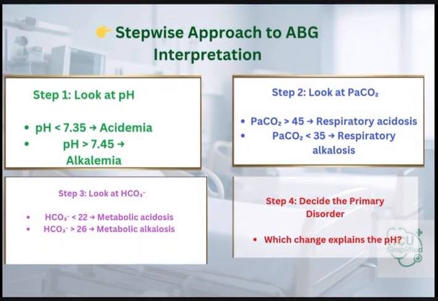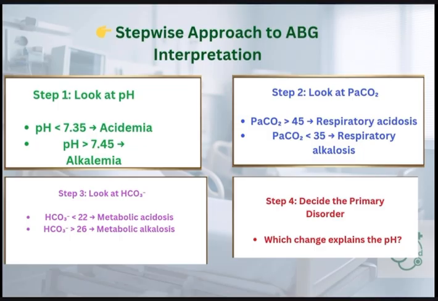Once we have validated the ABG, we can move on to interpretation using a stepwise approach. The first step is always to look at the pH. If the pH is less than 7.35, the patient has acidemia, and if the pH is greater than 7.45, the patient has alkalemia. The second step is to look at the PaCO2. A PaCO2 greater than 45 suggests respiratory acidosis, while a PaCO2 less than 35 suggests respiratory alkalosis. Next, we look at the bicarbonate level. A bicarbonate level less than 22 points towards metabolic acidosis, and a value greater than 26 points toward metabolic alkalosis.